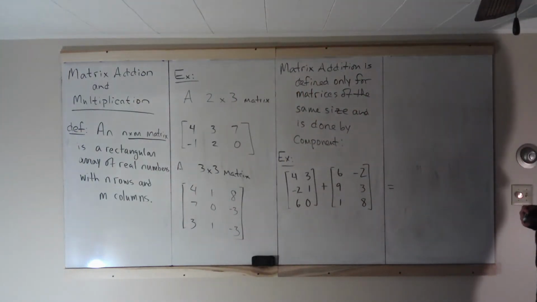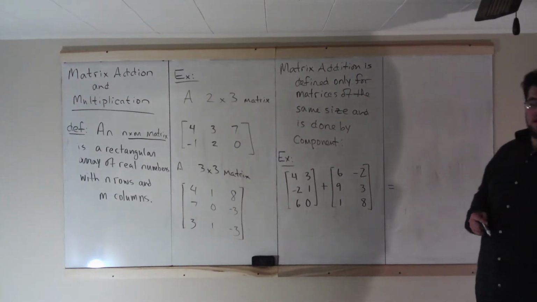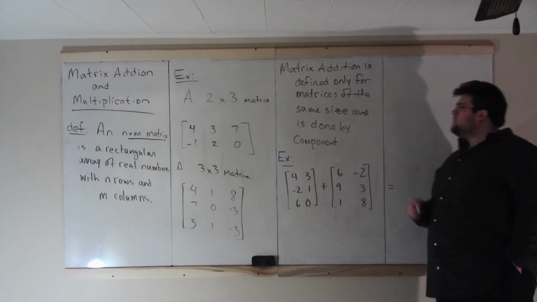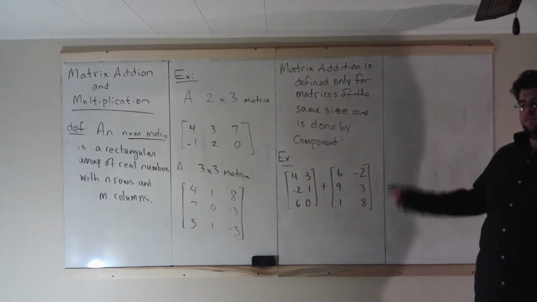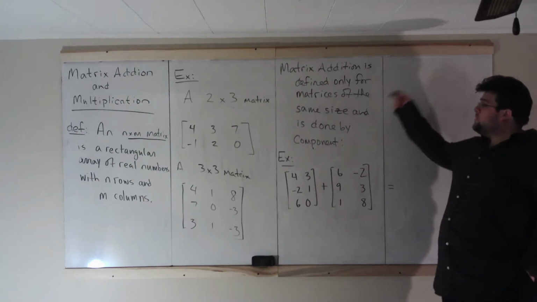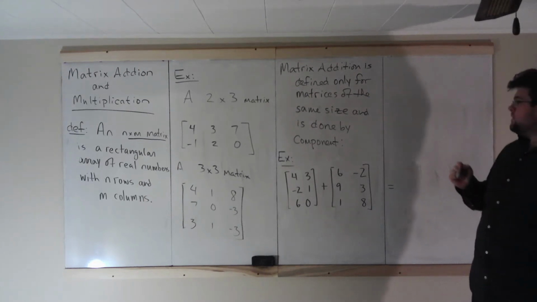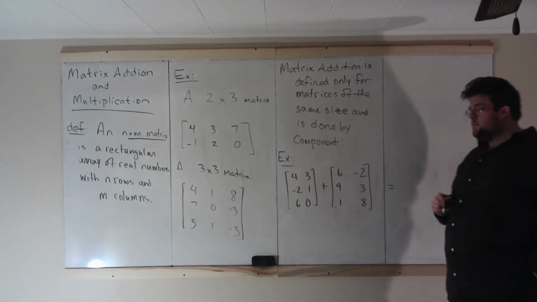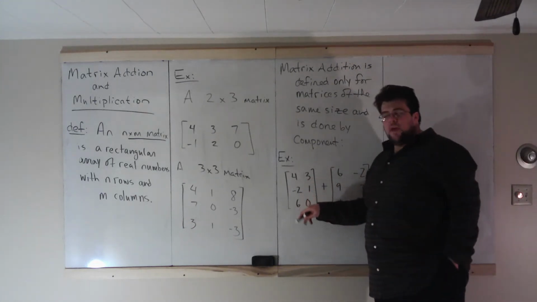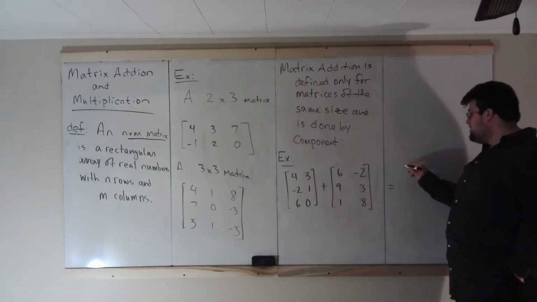Now, real number addition, like 5 plus 7, is defined for all real numbers. Matrix addition is not defined to exist between all matrices. Matrix addition is defined only for matrices of the same size and is done by component. So let's look at this example. Right here we have a 3 by 2 matrix. We have another 3 by 2 matrix. So addition can be done.